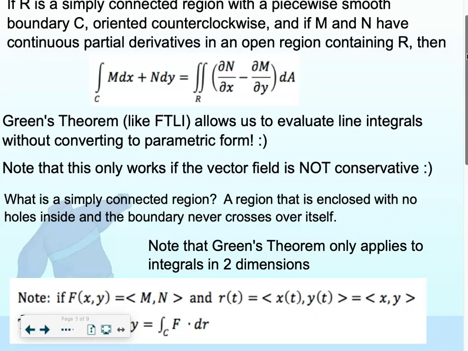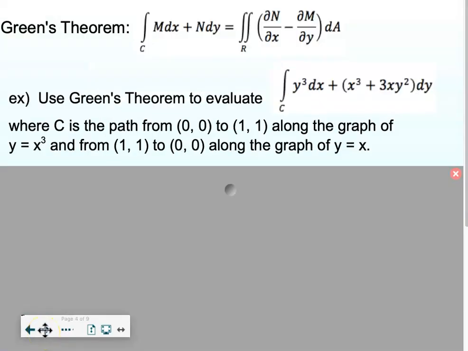All right. So I've retyped Green's theorem right there. We're going to use Green's theorem to evaluate the integral over the curve C of y cubed dx plus x cubed plus 3y squared dy. C is the path from 0, 0 to 1, 1 along y equals x cubed, and 1, 1 to 0, 0 along the graph of y equals x.